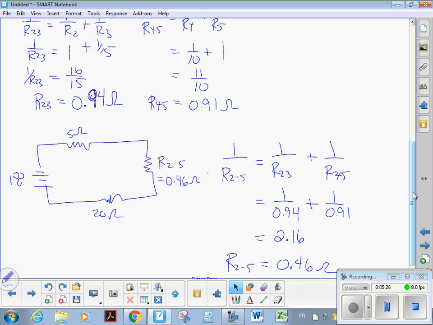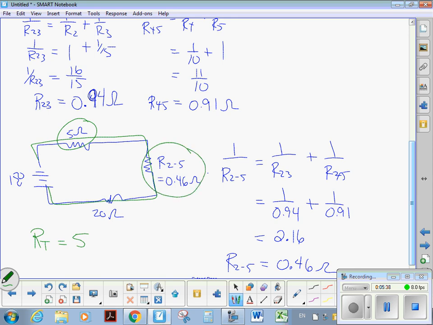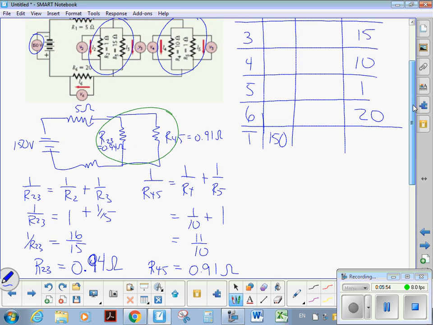Now we're in series. There is only one pathway to follow, so our total resistance is the 5 ohms from here. Those 4 resistors that were all kind of in parallel crushed down to 0.46, and then the last one is 20, so we get 25.46 ohms.